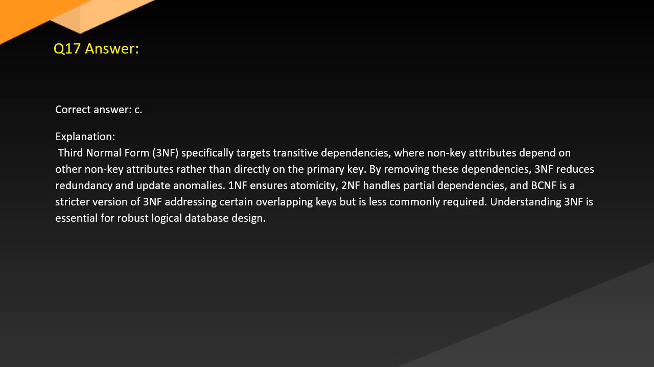Answer. Correct answer: C. Explanation. Third normal form, 3NF, specifically targets transitive dependencies, where non-key attributes depend on other non-key attributes rather than directly on the primary key. By removing these dependencies, 3NF reduces redundancy and update anomalies. 1NF ensures atomicity, 2NF handles partial dependencies, and BCNF, a stricter version of 3NF addressing certain overlapping keys, is less commonly required. Understanding 3NF is essential for robust logical database design.